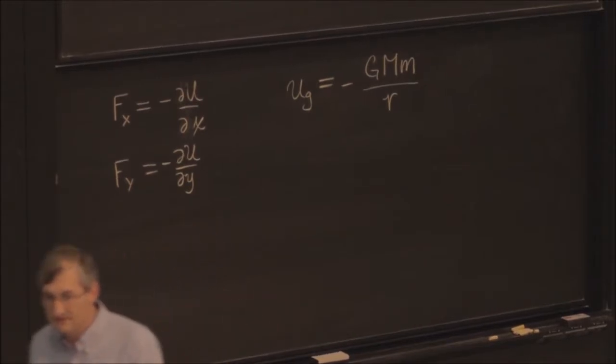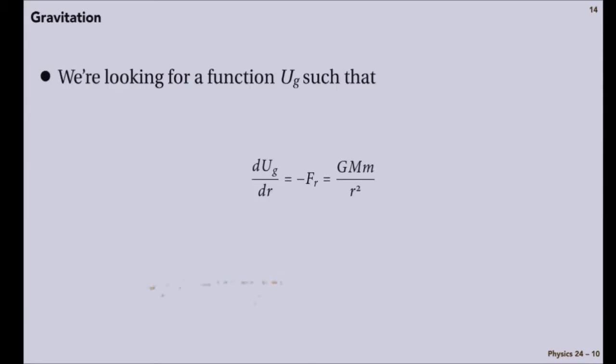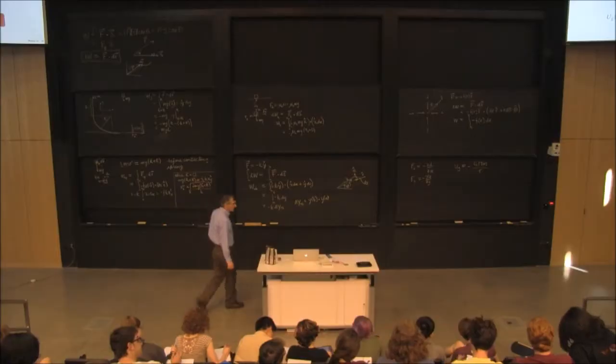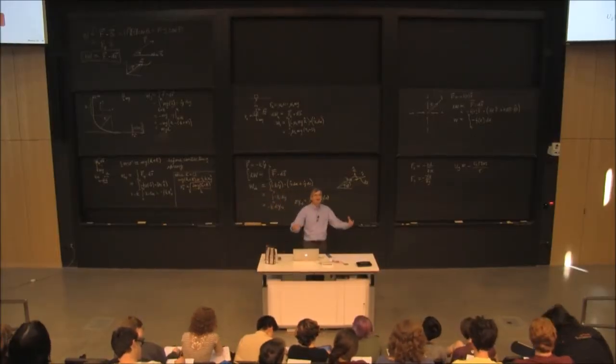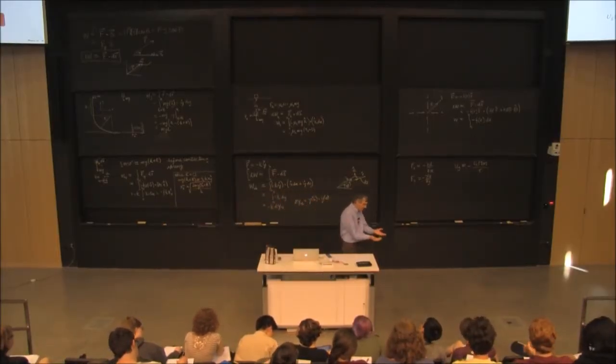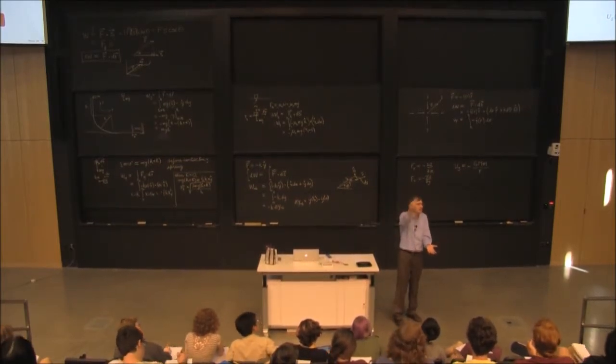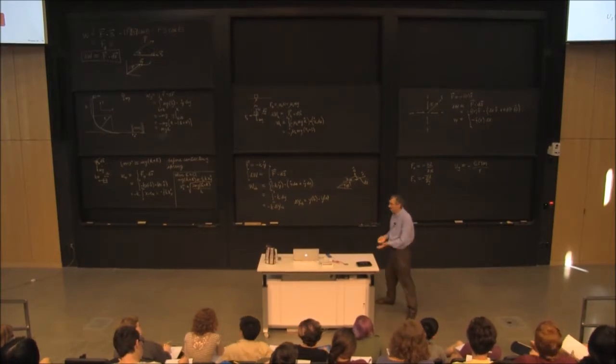But there's a question. Where's the zero of gravitational potential energy? Infinitely far away. So we're going to treat gravitational potential energy. If I do that for uniform gravity, it doesn't really matter. It only cares about the changes in position.